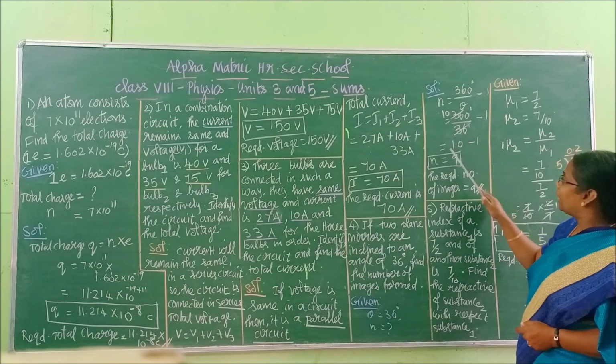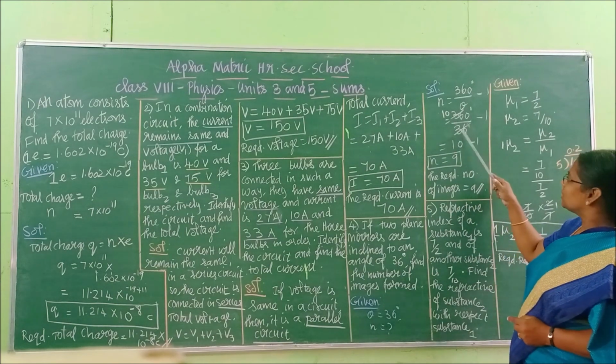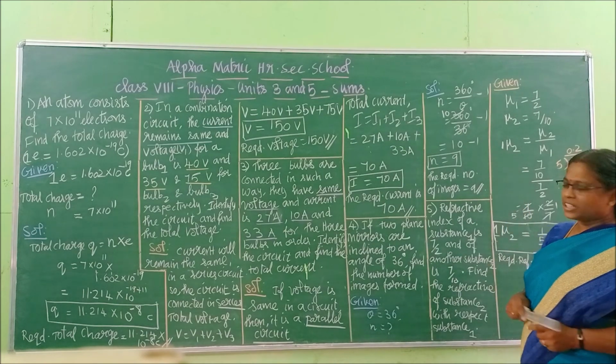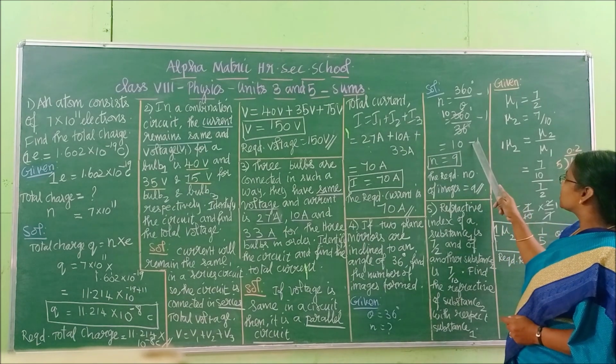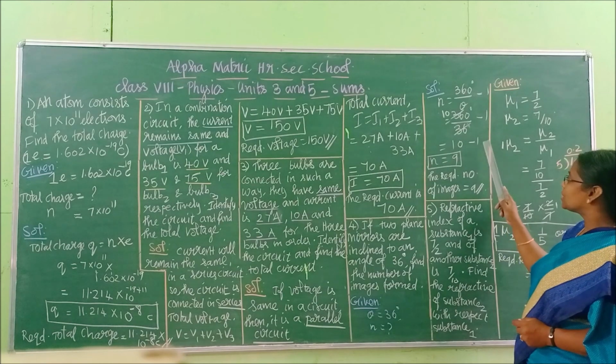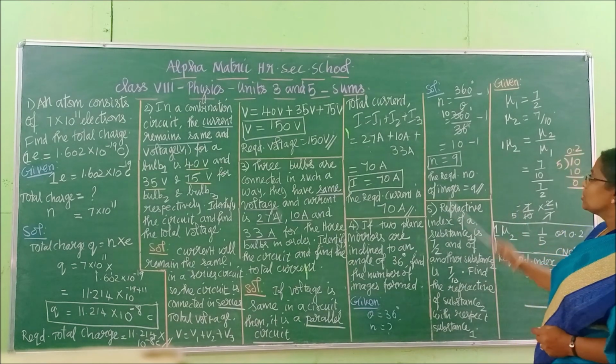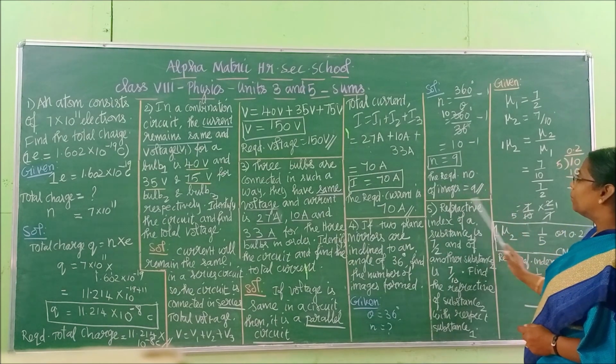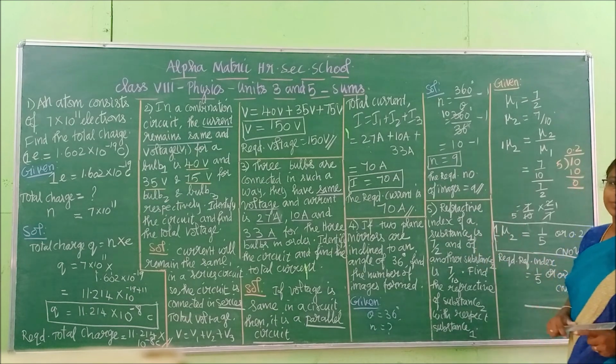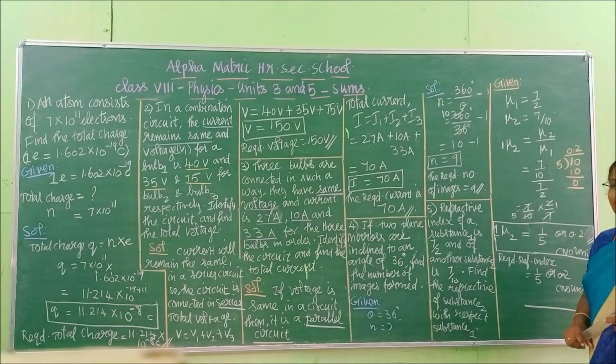So you will get 10. Simple. 36 into 10 is 360. 10, and this one is coming here. 10 minus 1. What is 10 minus 1? 9. So number of images formed will be equal to 9. Clear, children? Now, fifth sum.